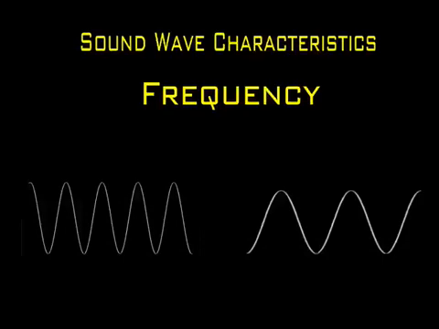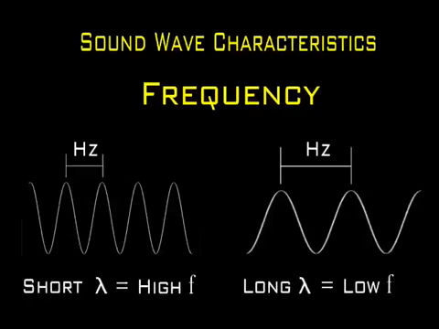The number of complete cycles per unit of time is called frequency. The unit used to measure wave frequency is called hertz. The frequency of the wave depends on the frequency at which the source is vibrating.